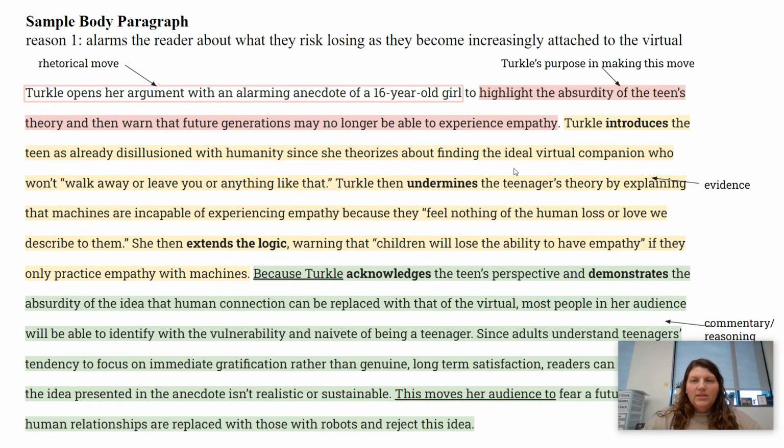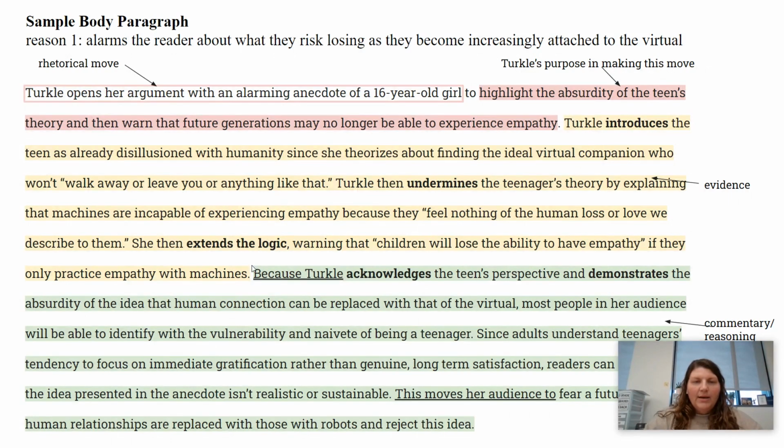She then undermines the teenager's theory by explaining that machines are incapable of experiencing empathy because they feel nothing of the human loss or love we describe to them. She then extends the logic, warning that children will lose the ability to have empathy if they only practice empathy with machines. So remember when we did the card folding tower activity, we talked about how each of those individual moves has a specific purpose. So each of these individual moves within this big rhetorical move has specific purposes.